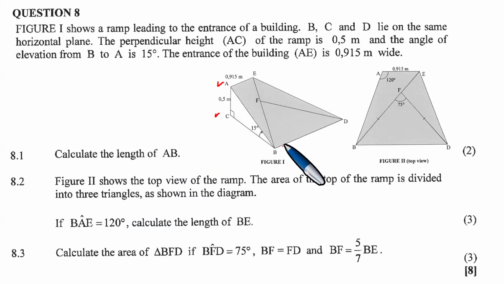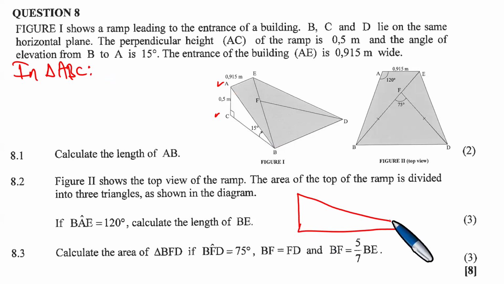Right, so if we are to find the length of AB, for 2 marks, we're going to work in a triangle. In triangle ABC, we want to find AB. So if you have the triangle like this here, this is C, this is A, and this is B. This is 15 degrees, and this angle is 90 degrees, and this side is 0.5 meters. The question you're asking is, what is the length of AB? What trigonometric ratio can we use here, Pehalelo?